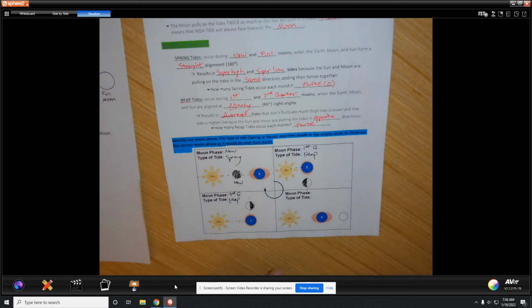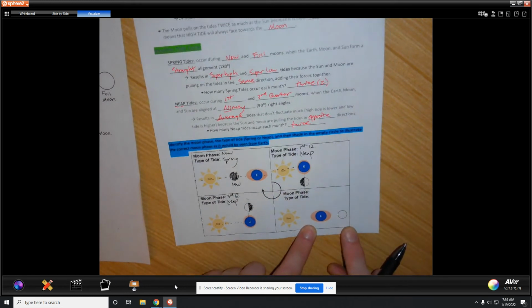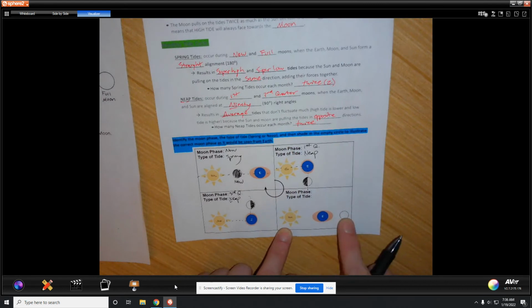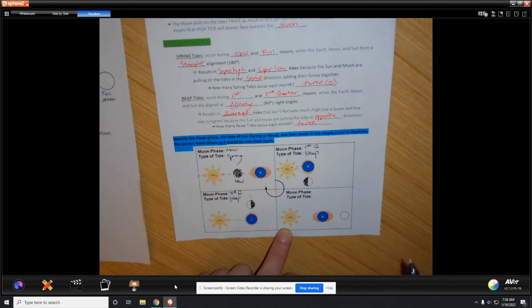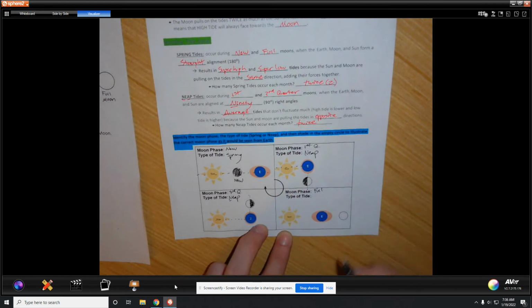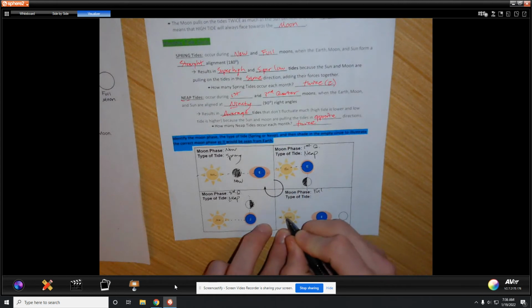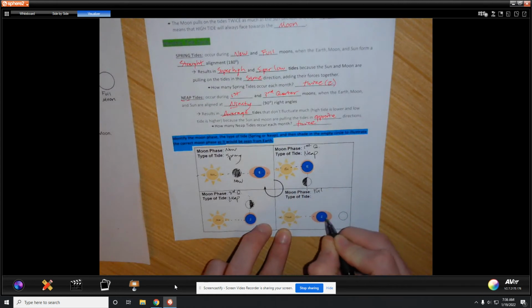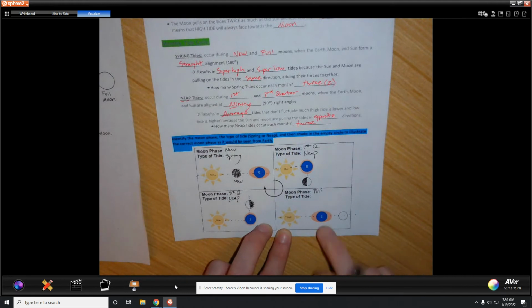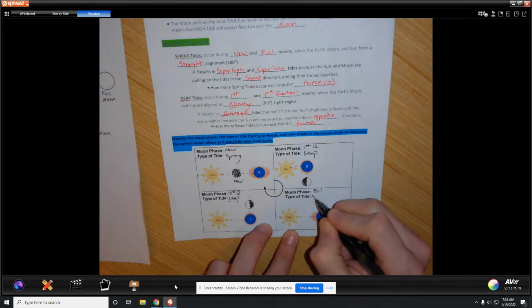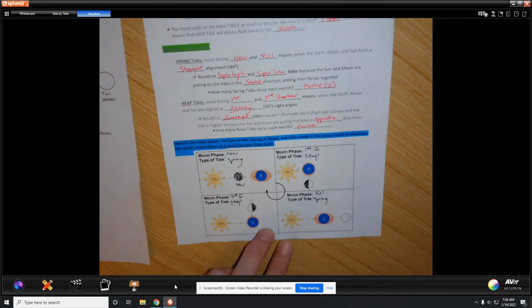Or average tides. And so then our last one here, we don't need to shade in at all because we know that the moon phase on the opposite side of the earth is the full moon, right? So this is the full moon. And the type of tide this is going to give us, because it forms a straight alignment between the moon, the earth, and the sun, we know that that is a spring tide, which is going to give us super high and super low tides.